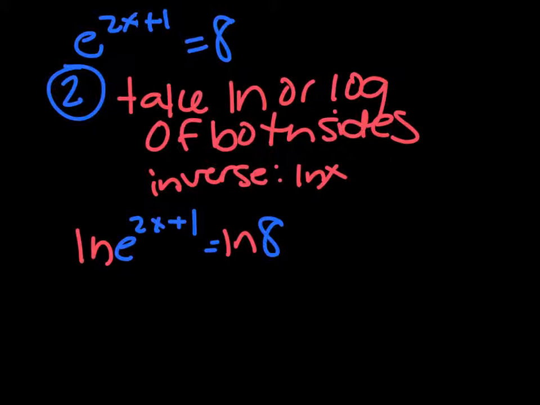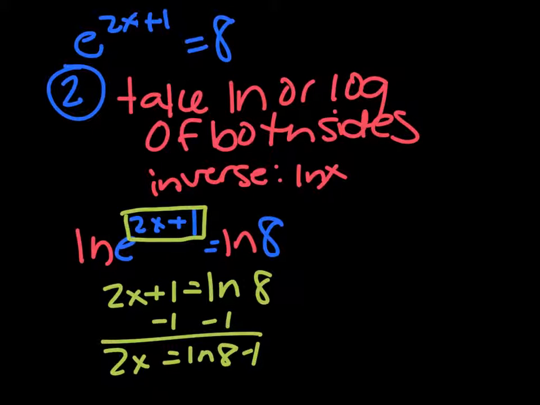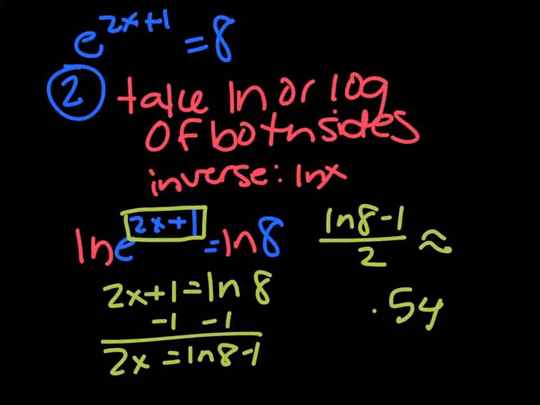And then, if you remember when we did these a couple sections ago, if you have a natural log and an e, this is going to simplify to 2x plus 1 equals natural log of 8. And then you're going to end up in the same place as on the other screen. 2x equals natural log of 8 minus 1. Natural log of 8 minus 1 over 2 is approximately 0.54. That is the next option.